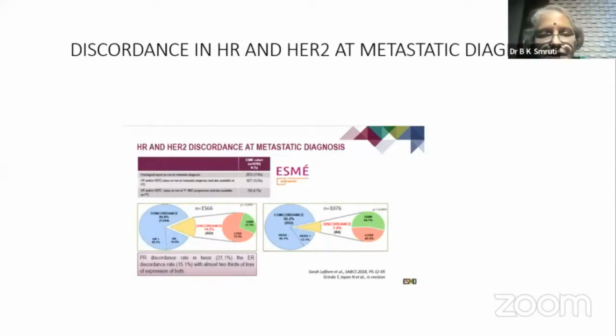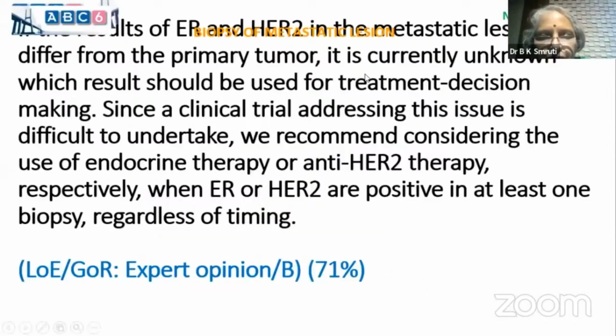So just look at the ABC6 guidelines. Next slide, please. So if there is a difference, it is currently unknown which result should be used for treatment decision making. Since a clinical trial addressing this issue is difficult to undertake, we recommend considering use of endocrine therapy or anti-HER2 therapy respectively when ER or HER2 are positive in at least one biopsy, regardless of the timing.